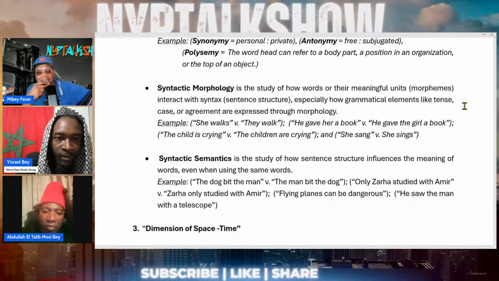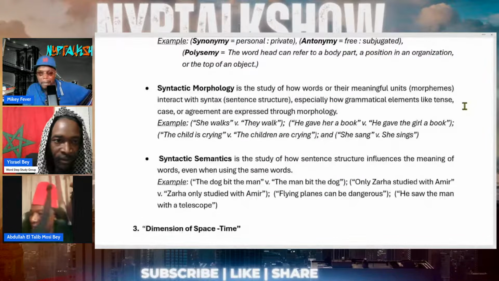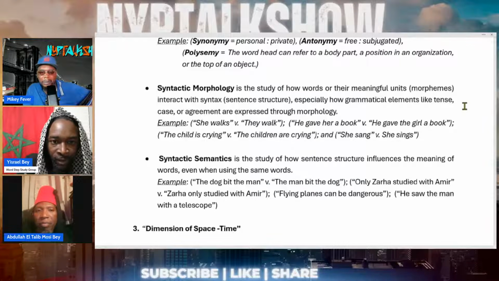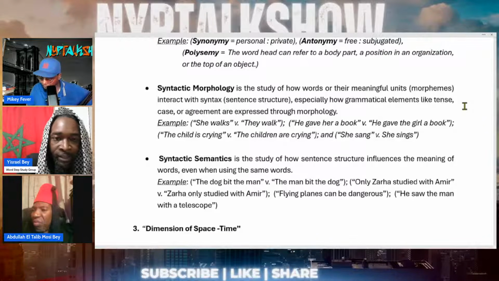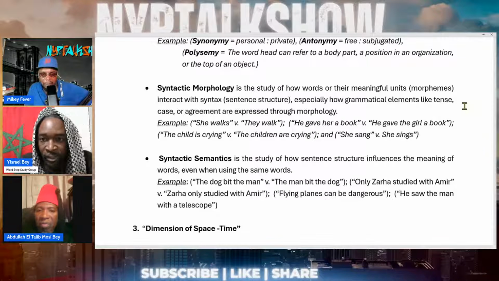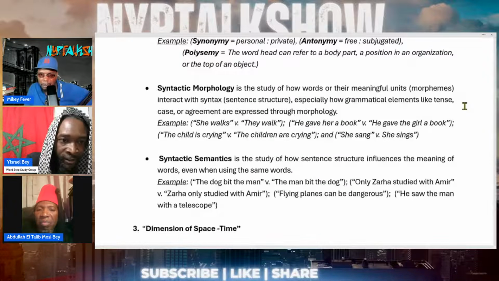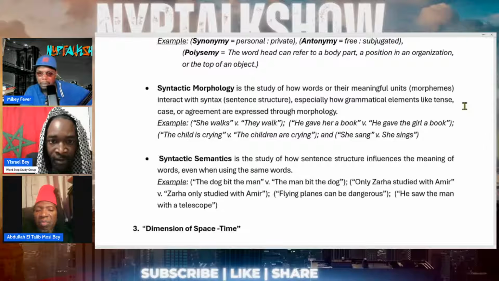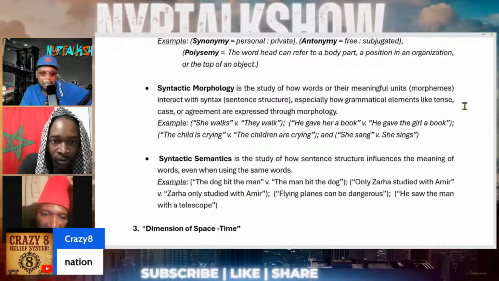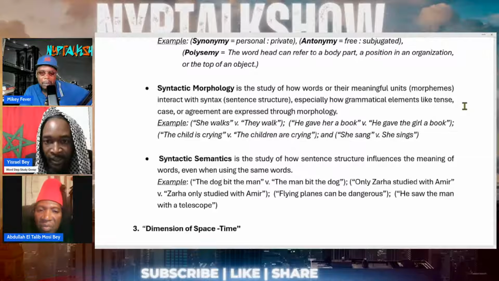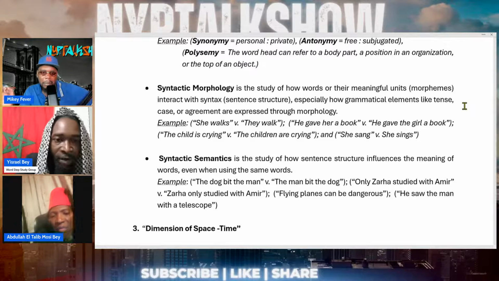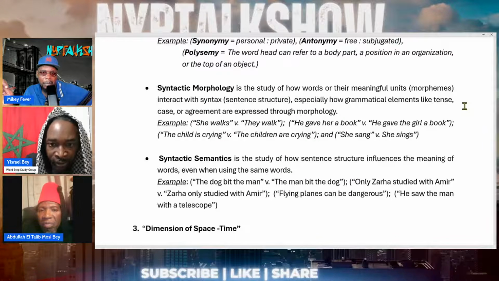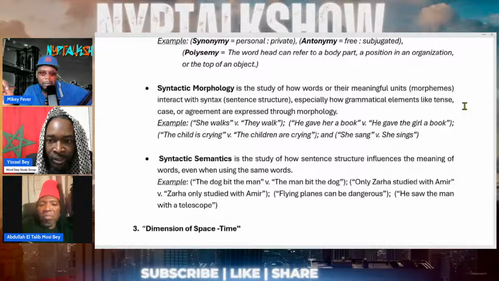All right. So we got syntactic morphology. The syntactic morphology is the study of how words or their meaningful units, morphemes, interact with syntax, sentence structure, especially how grammatical elements like tense, case, or agreement are expressed through morphology. Example: she walks versus they walk. He gave her a book versus he gave the girl a book. The child is crying versus the children are crying. And she sang versus she sings.